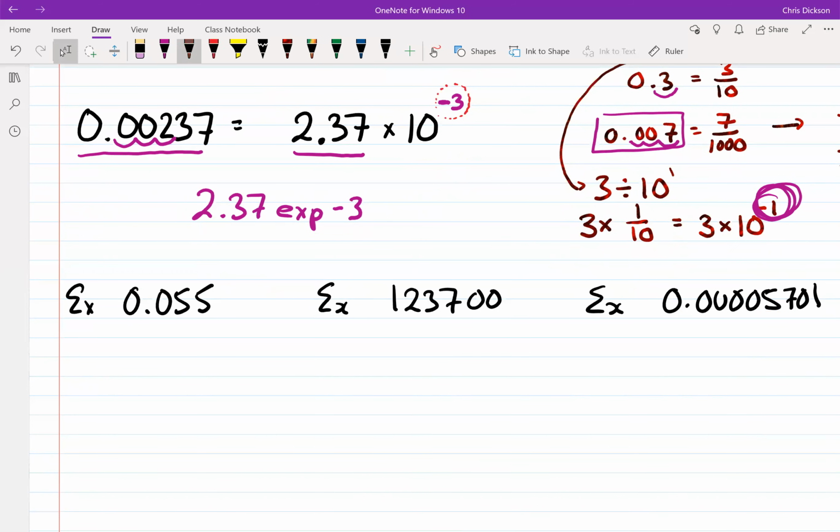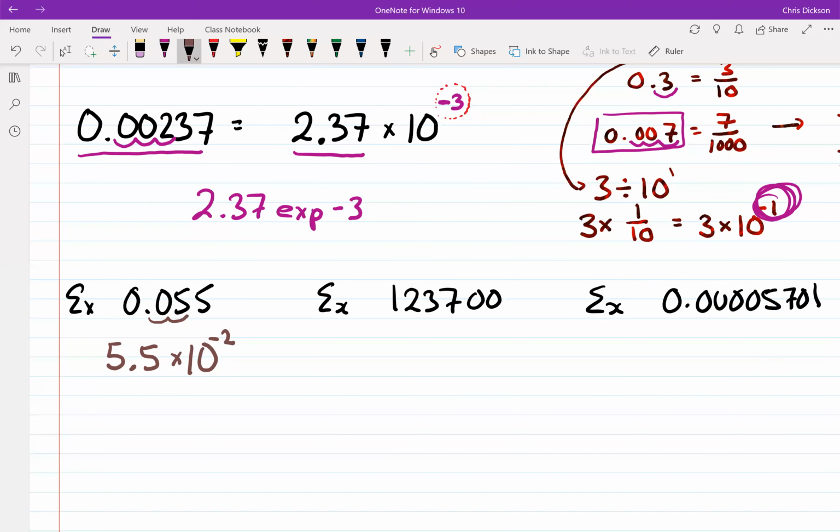Okay, so first one, I am moving the decimal 2 units to the right, so I'm going to have to use a negative power here, and it's going to give me 5.5 if I do that, multiplied by 10. And then how many times did I divide by 10 here? Well, I moved the decimal 2 places over, so negative 2.